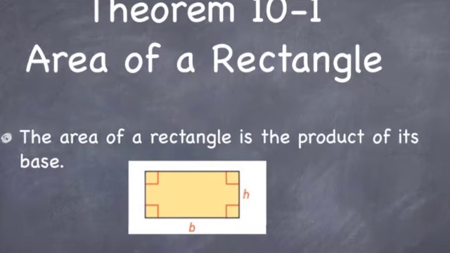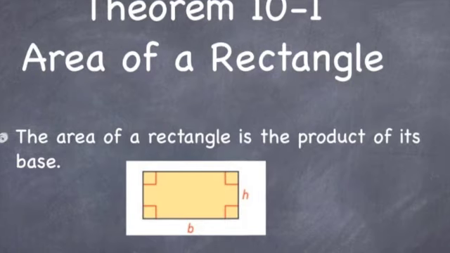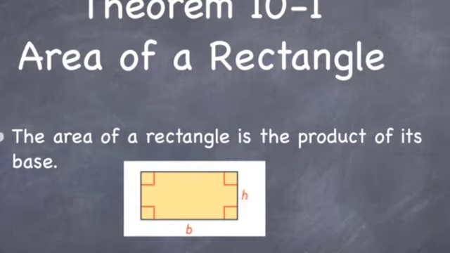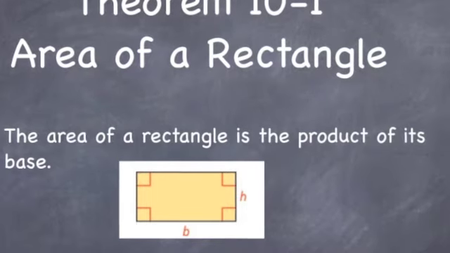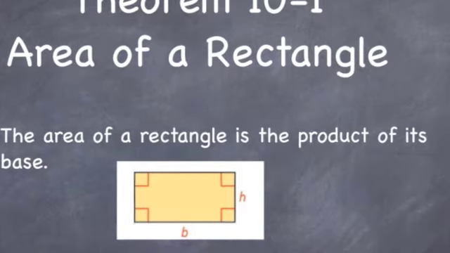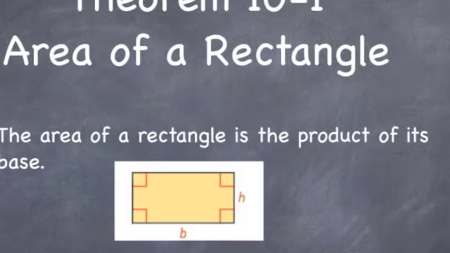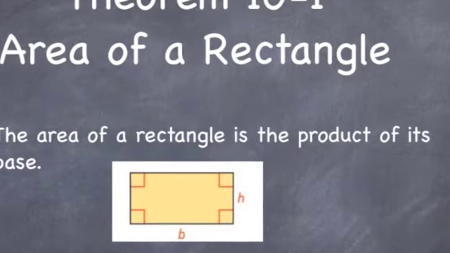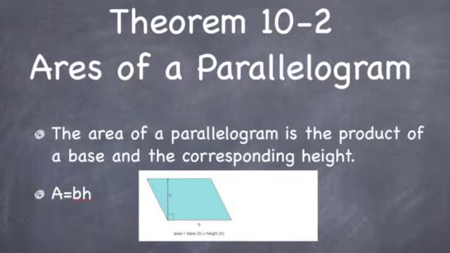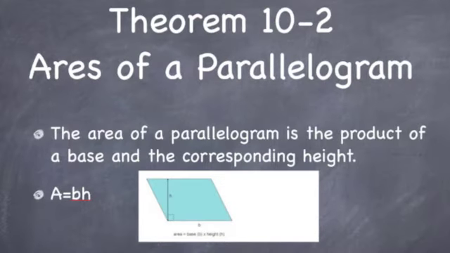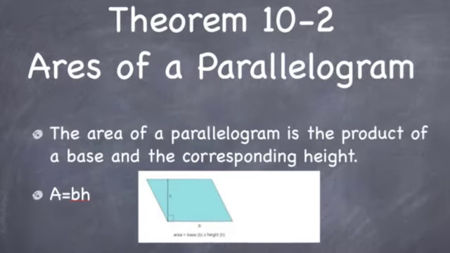There are many theorems in section 10.1. The first is area of a rectangle. The theorem says the area of a rectangle is the product of its base and height. The formula is A equals base times height. The area of a parallelogram is the product of a base and the corresponding height. The formula is A equals BH.